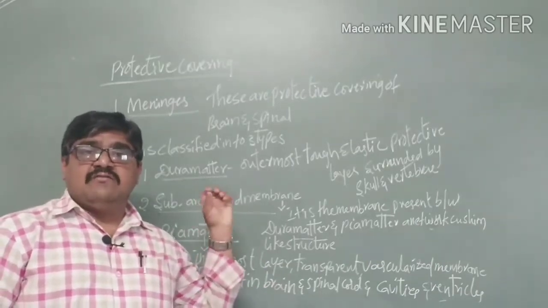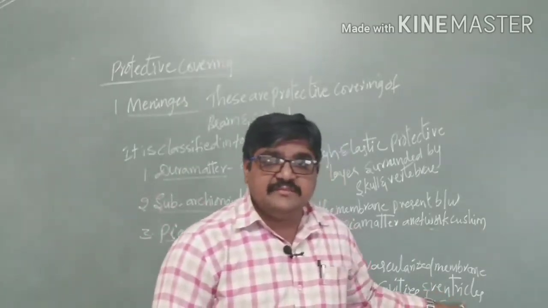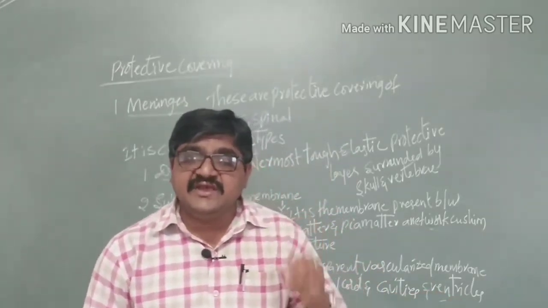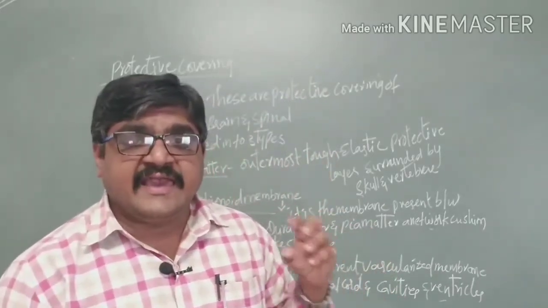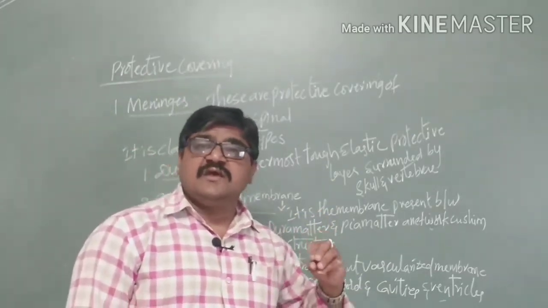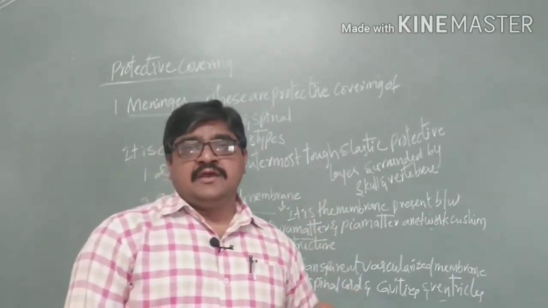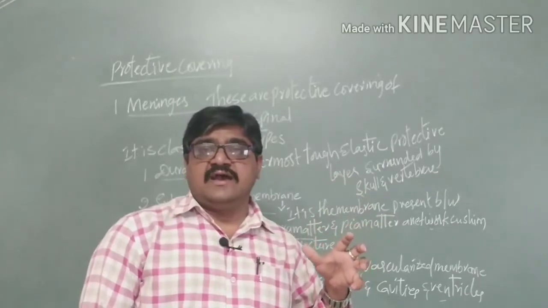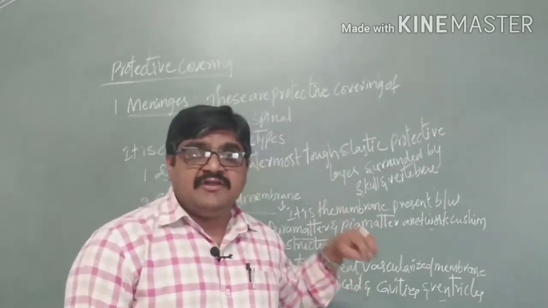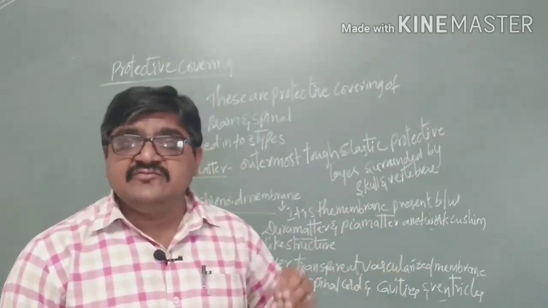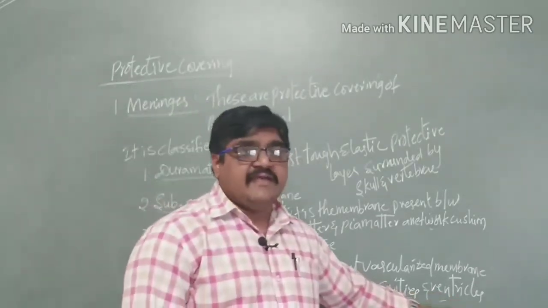Here, ventricles do not mean the heart. The ventricles of the brain are the cavities present in the brain and spinal cord. They differ from the heart, where the lower two chambers are called ventricles. But the ventricles of the brain are the cavities present in the brain and spinal cord.